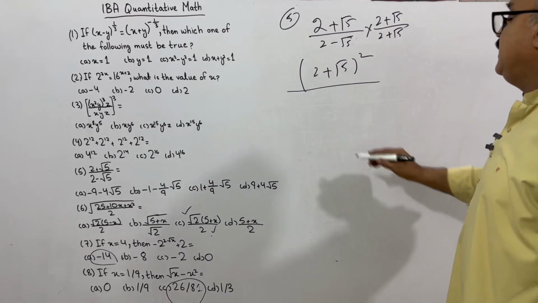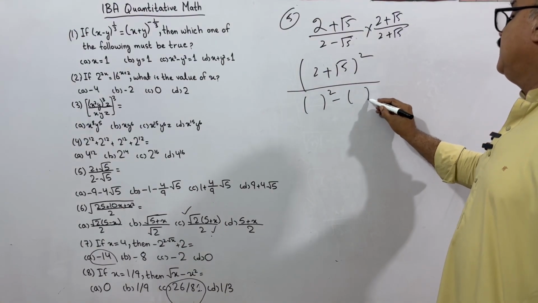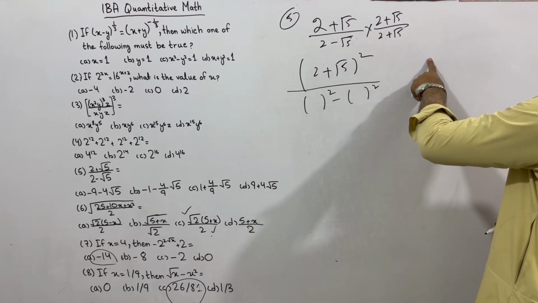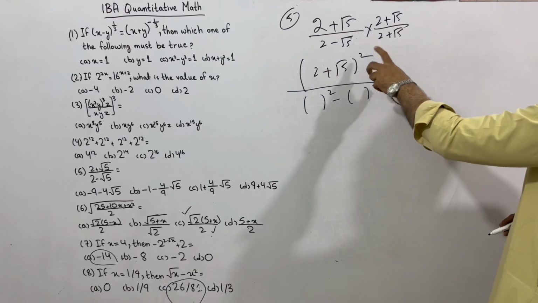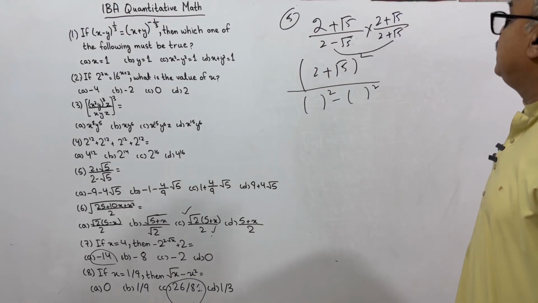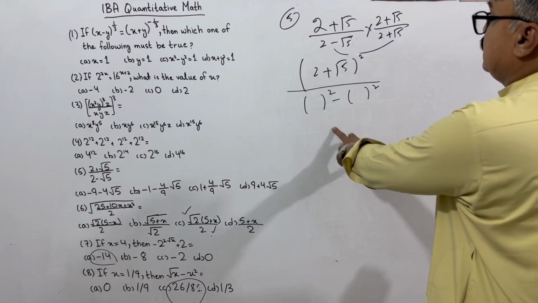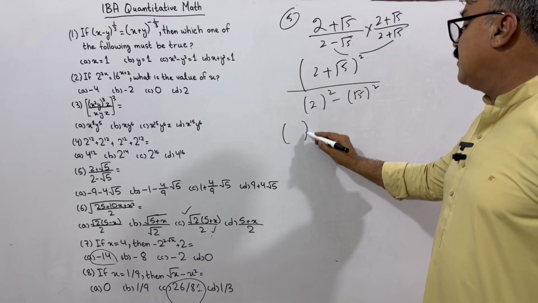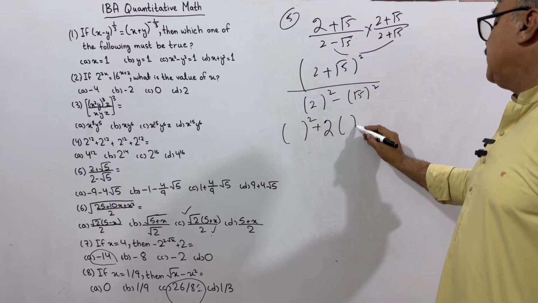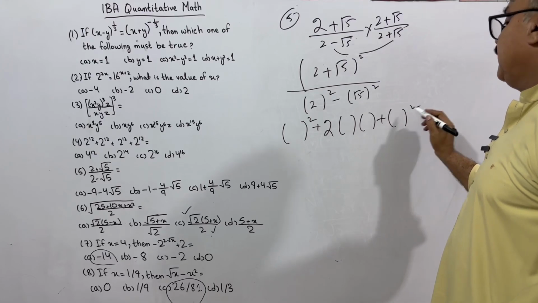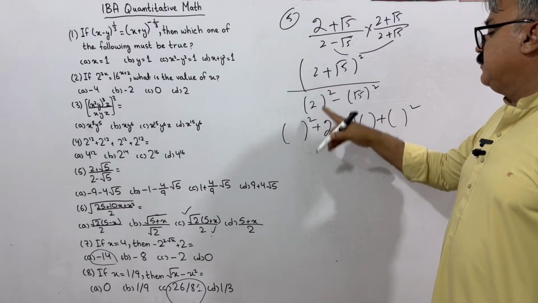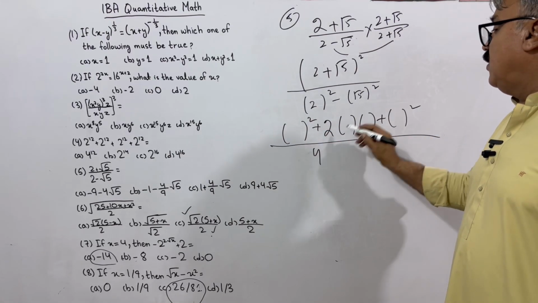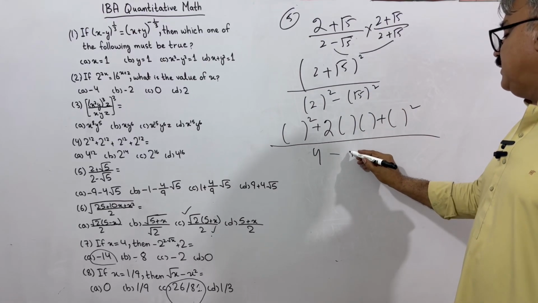A minus B, A plus B is tantamount to A square minus B square, the difference of two squares situation. Both brackets are identical, whole square: 2 plus root 5 whole square. In the denominator, 2 minus root 5 times 2 plus root 5, the middle symbol is opposite, difference of two squares. So value of A is 2, value of B is root 5. Applying the whole square formula: A square plus twice first times second plus square of second. What about the denominator? Square of 2 is 4, square and root cancel out, minus 5.